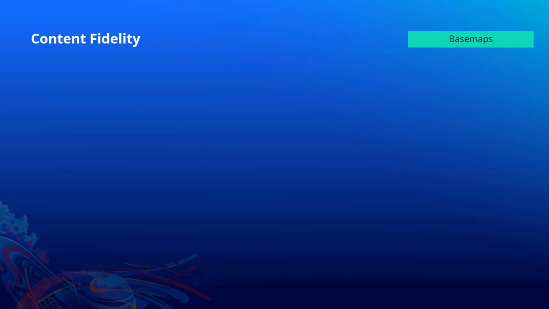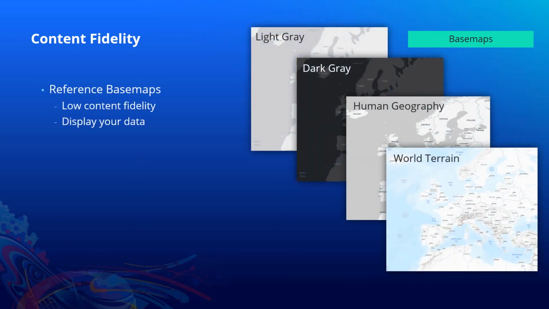So let's talk about base maps. Depending on your content needs, you may want to choose from two types of content fidelity. Reference base maps provide low content fidelity with little detail, and they are perfect for displaying your data. The four base maps shown here, the light gray, dark gray, human geography, and the world terrain, are great options. But using them also means that you have to ensure for yourself that your data has sufficient contrast and works well with the chosen reference base map.